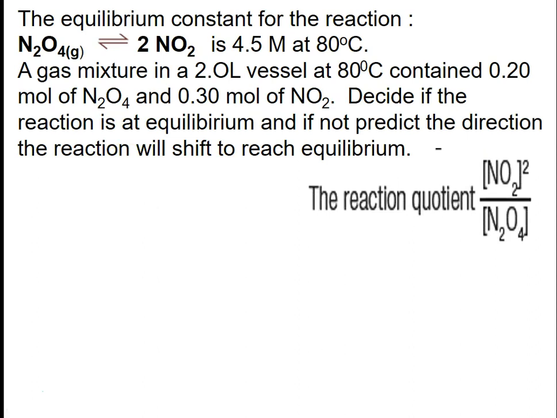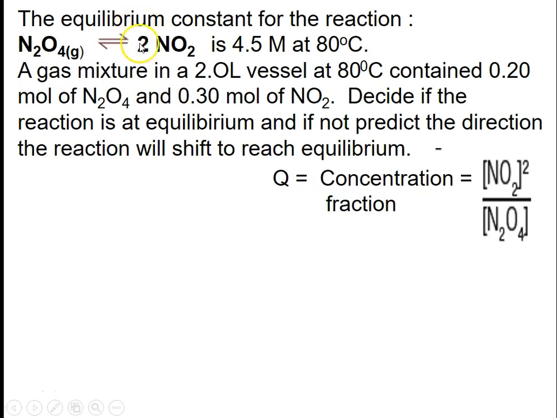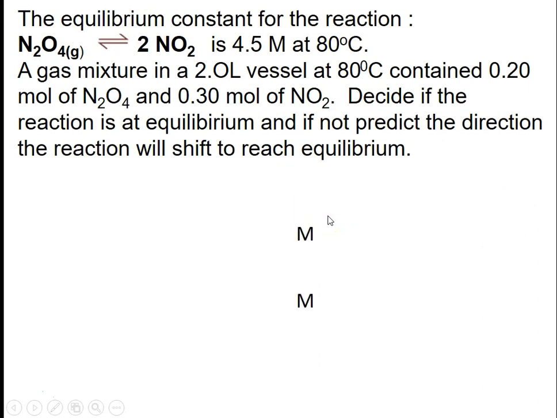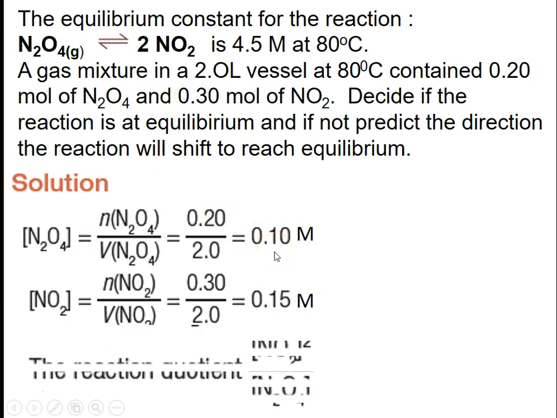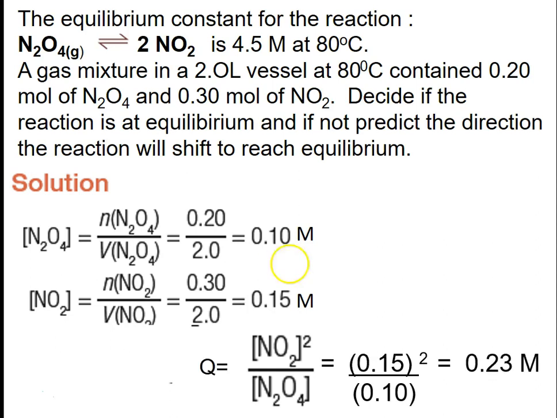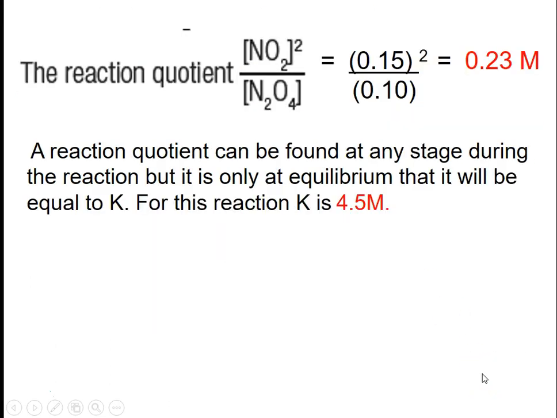Alright, so the reaction quotient is the products over reactants, and we're calling it Q rather than K because we're not sure if it's at equilibrium or not. So we have to work out, you can't use moles directly, you have to turn them into concentrations. Always be really careful that you can't use moles. Once you've got your concentrations, you can plug them into your equilibrium expression and see if it's the same number. In order to be at equilibrium you need 4.5, you've got 0.23, so clearly it's not at equilibrium.